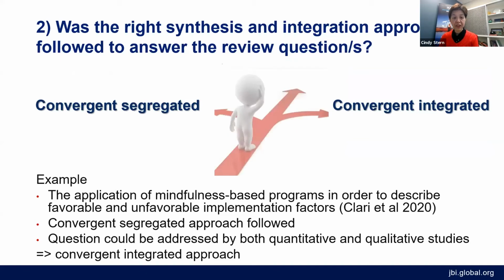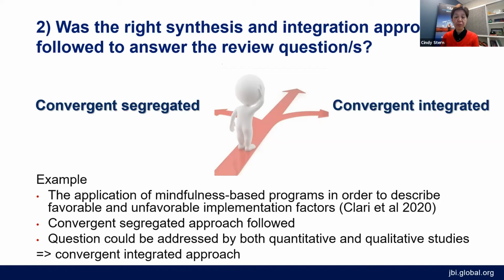The second issue that we identified from those reviews was the mismatch between the review questions and the type of approach that they used, so whether they used a convergent segregated or a convergent integrated approach. As mentioned previously by Cindy, integration can occur either following the process of data transformation, where you're doing the convergent integrated, or following independent synthesis of the quant evidence and the qual evidence. And the approach you use would depend on the type of questions you're asking.